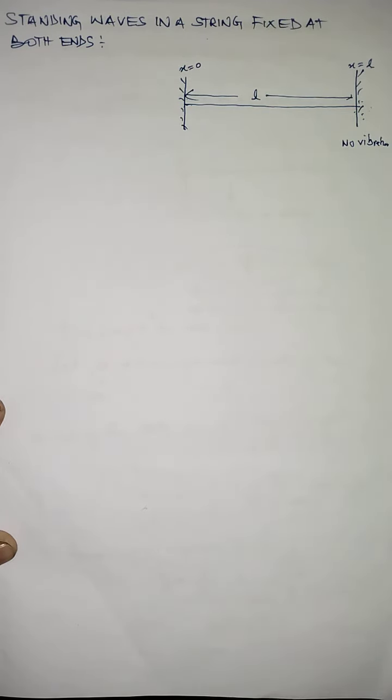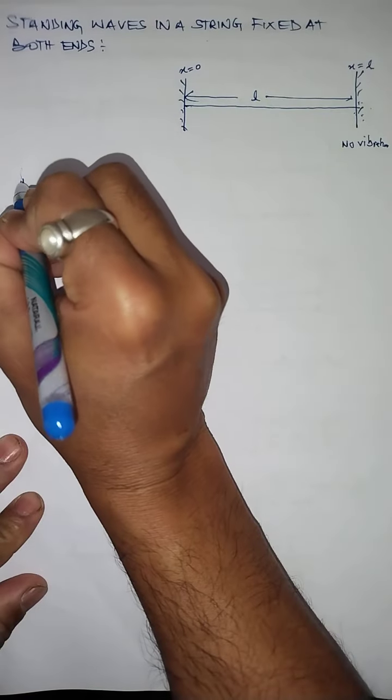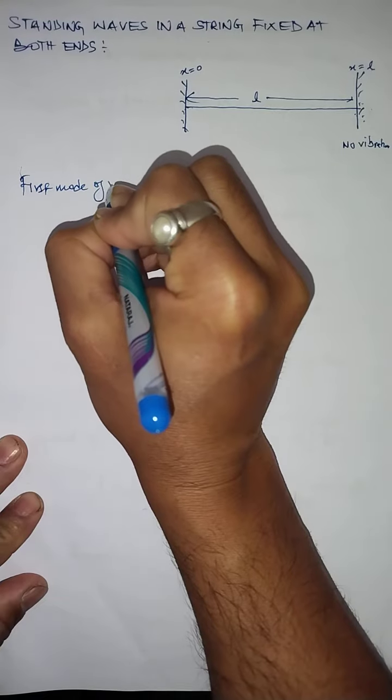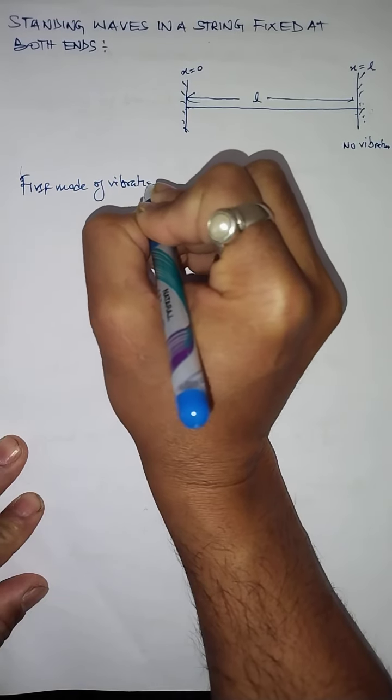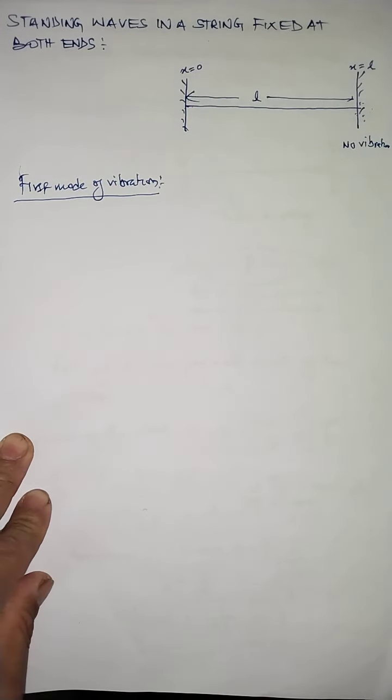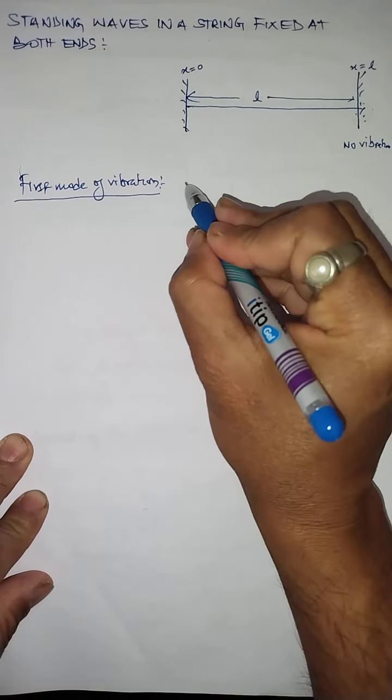But if I make this string vibrate, then we can make the string vibrate in different modes. So now we look at the different modes of vibration of the string. Let's start with the first mode of vibration. If I have to make the string vibrate in the first mode, it means the vibration at the fundamental frequency.